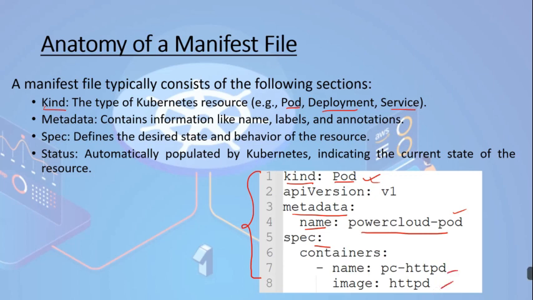Let's go to status. What is status? It is automatically populated by Kubernetes, indicating the current state of the resource.